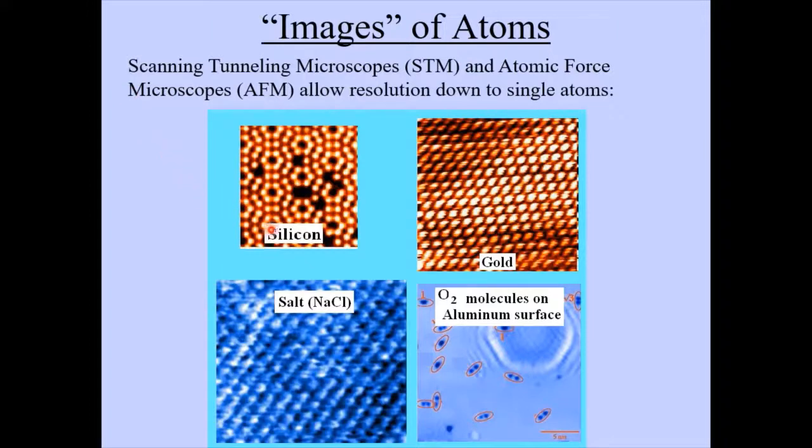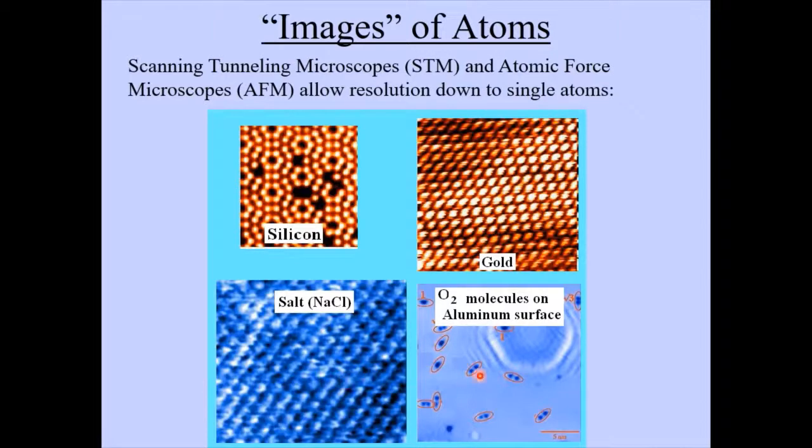So here is a surface of a silicon crystal, and each of these little bright spots represents the location of an individual silicon atom. This is a piece of gold, and again, each of these little dots represents the position of a single gold atom. This is table salt, or sodium chloride. So here we have basically an ionic crystal, where we have sodium and chlorine atoms.